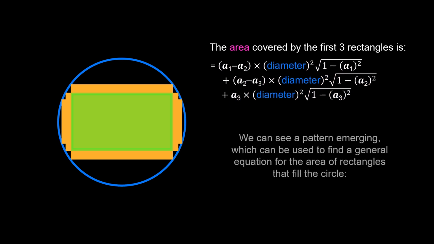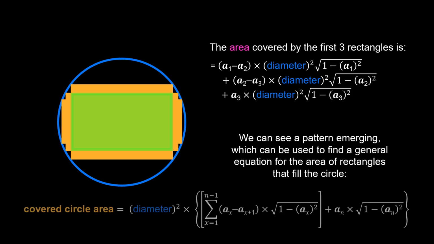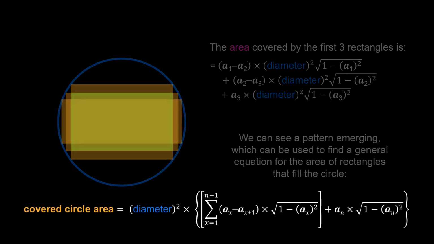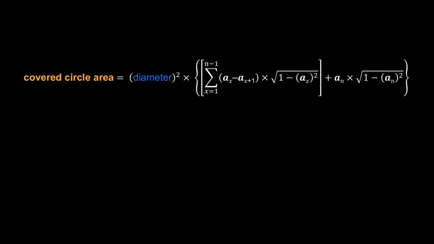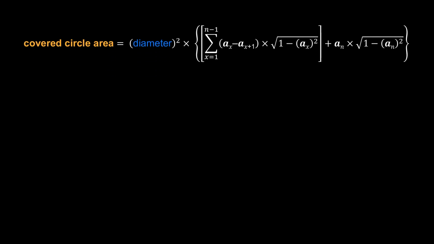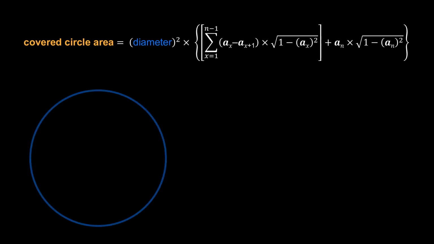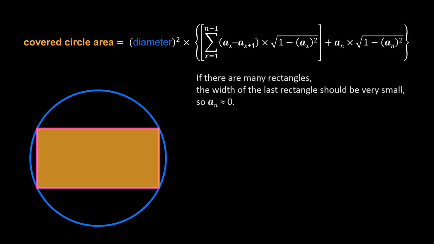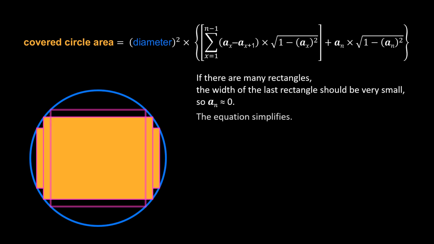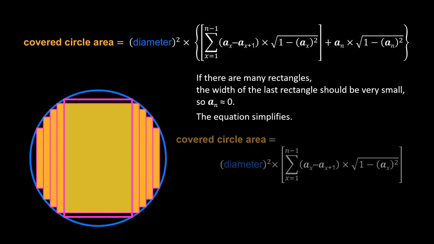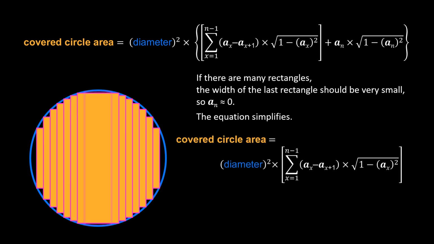We can see a pattern emerging, which can be used to find a general equation for the area of rectangles that fill the circle. If there are many rectangles, the width of the last rectangle should be very small, so a_n will be roughly equal to 0, and the equation simplifies.